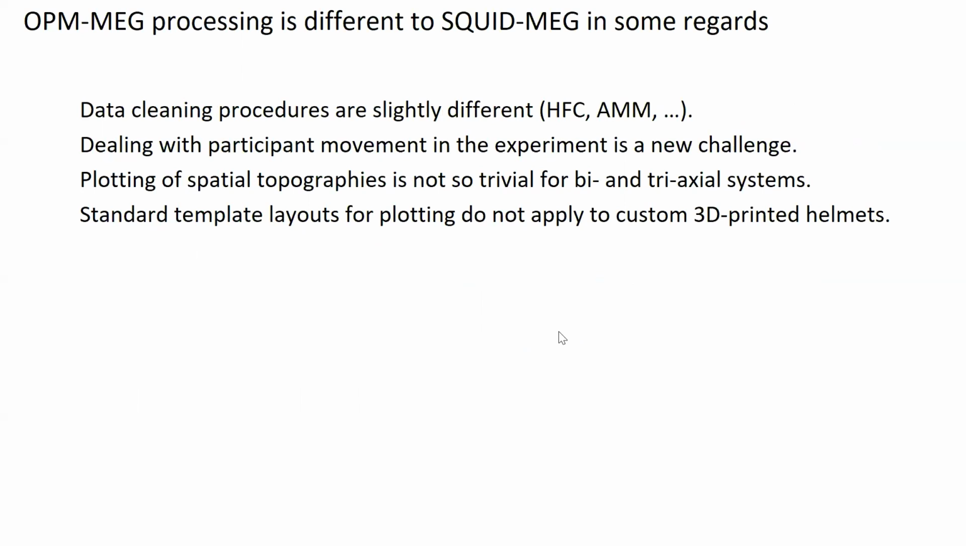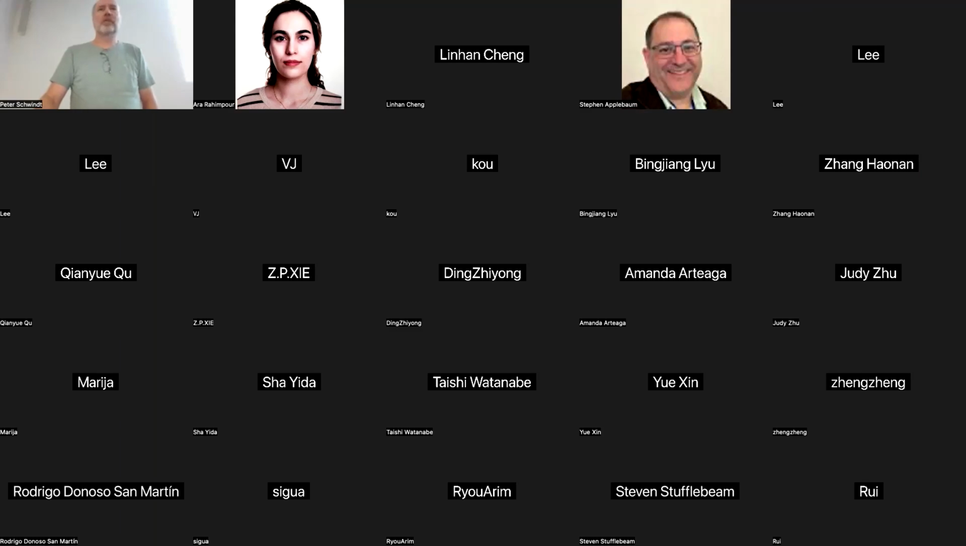OPM MEG processing is different to SQUID MEG in some regards, so the data cleaning procedures are slightly different. Dealing with participant movement during the experiment is definitely a new challenge. But there's also plotting of spatial topographies. That is not so trivial if you have a biaxial or triaxial system, because all of a sudden we don't have scalar values anymore, but we have vector-based values. So standard template layouts for plotting do not apply to custom 3D printed helmets. This is a little bit a situation that we already know for the Neuromag planar system, but that's something that we definitely can solve.